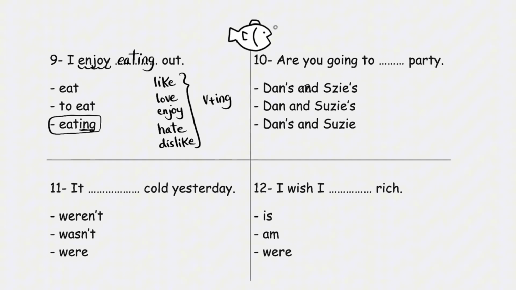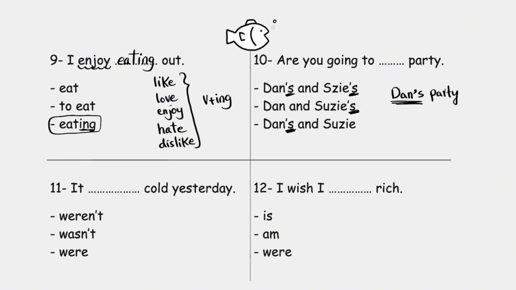Dan's and Susie's party, apostrophe s here and apostrophe s here. Or Dan and Susie's party, only one apostrophe s at the second name. Dan's and Susie party, only one apostrophe s at the first name, Dan. Well, we say Dan's party, right? This is only one name, so we put apostrophe s to it.